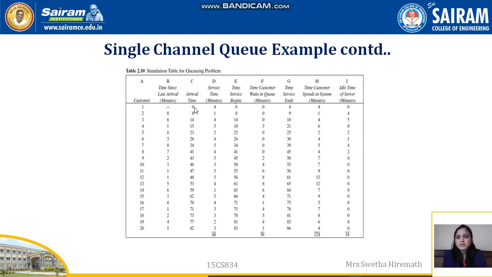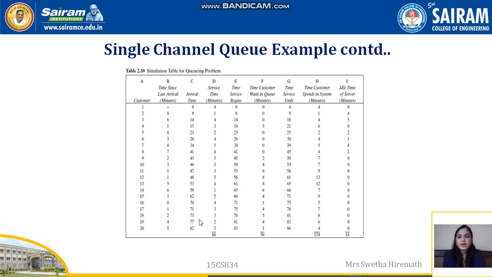So for the first customer it is 0. For the second customer, 0 plus 8. The next value we have to add to the previous value of the arrival time. So 0 plus 8 gives 8. Then 8 plus 6 gives 14. 14 plus 1 is 15. 15 plus 8 is 23. 23 plus 3 is 26. Thus it continues, and at last we get 82 as the arrival time. We can cross-verify this value, and these should be the same. So we get 82.